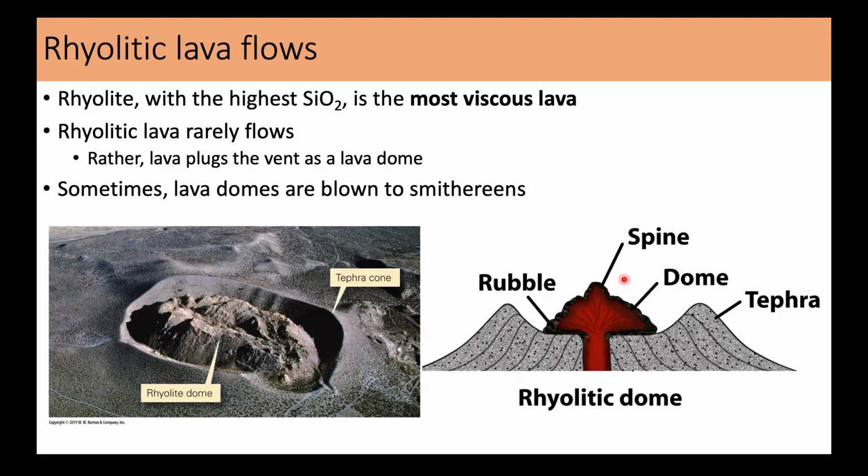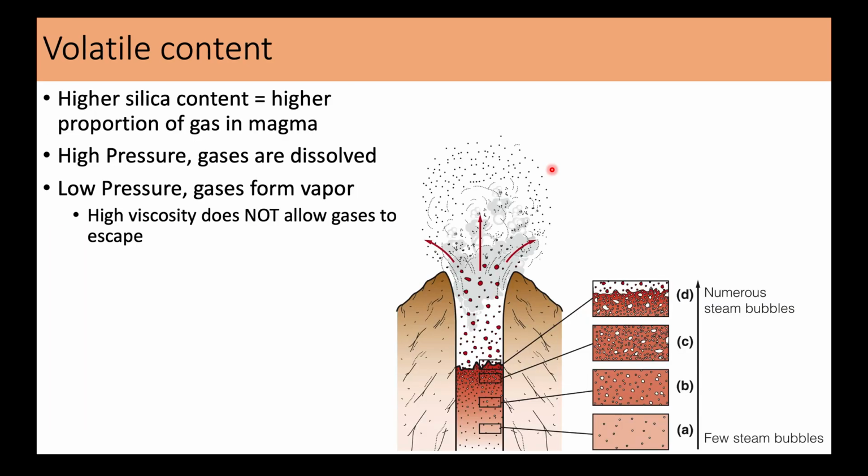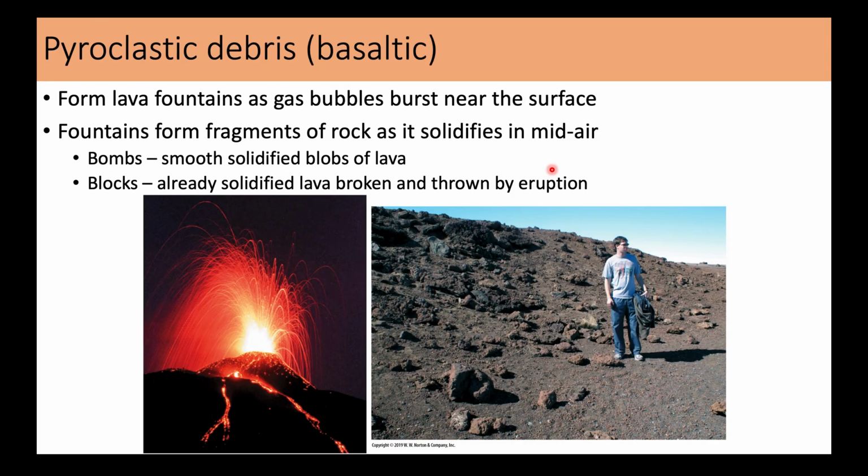So for example, the rhyolitic lava flows are very, very viscous. All of the gas material is going to be trapped within, mixed in with this lava. So when we do have one of these explosions, it's going to be a very explosive eruption with a lot of volcanic gas emitted into the atmosphere all at the same time. So we can also have pyroclastic debris. Generally when this is basaltic, the lava fountain here will have gas bubbles and it will burst near the surface.